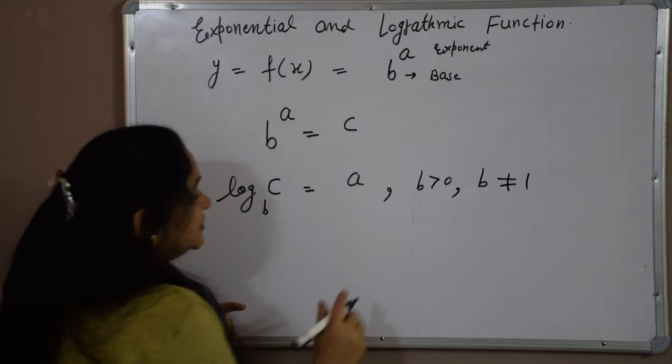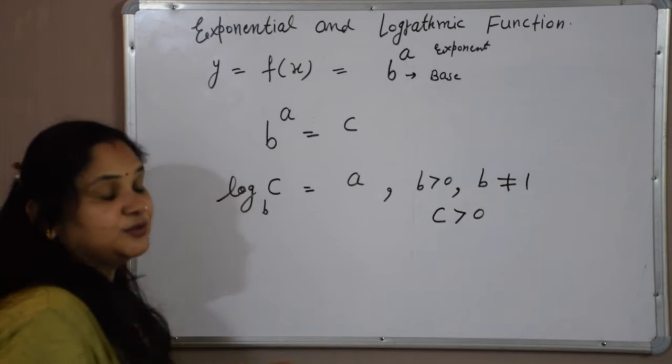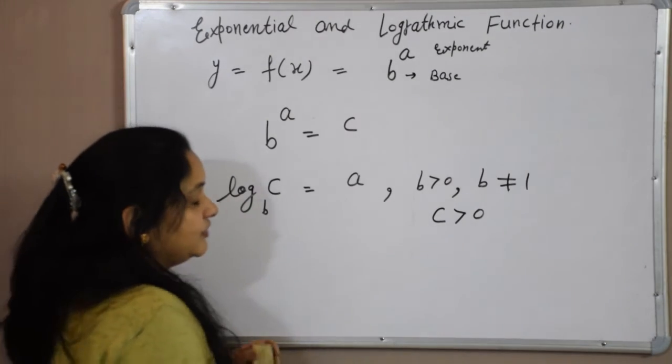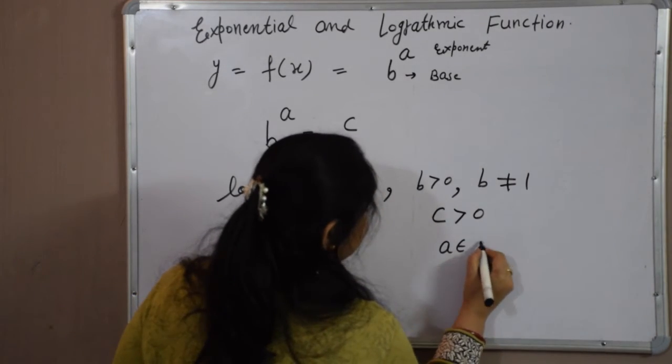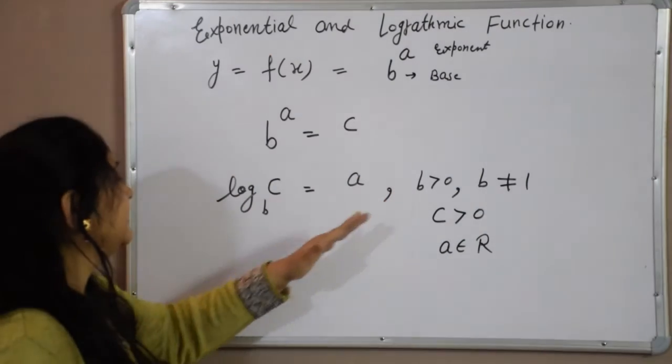And what is the condition for c? C should be greater than 0. C is greater than 0, and what is the condition for a? A belongs to R. A can be any real number. These conditions are also very important.